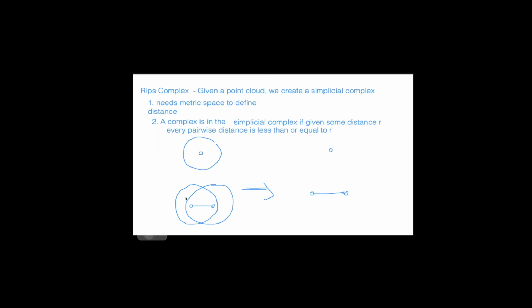So for example, if I have these 3 points in my cloud, the top point is farther than r distance from any point, so it will remain by itself in my simplicial complex. But on the bottom here, these 2 points are closer than r distance away from each other, so we combine them into a line in our complex.